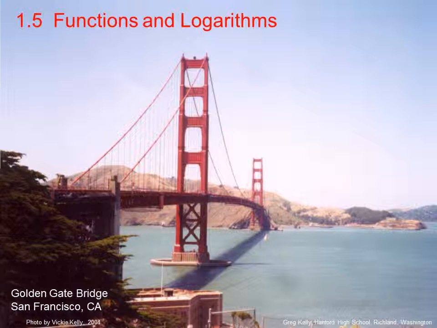This photo is the Golden Gate Bridge in San Francisco, California, taken by Vicki Kelly in 2004. And if you'll notice, down below the bridge is Fort Point, a pre-Civil War era fort built of red brick to protect the Golden Gate.